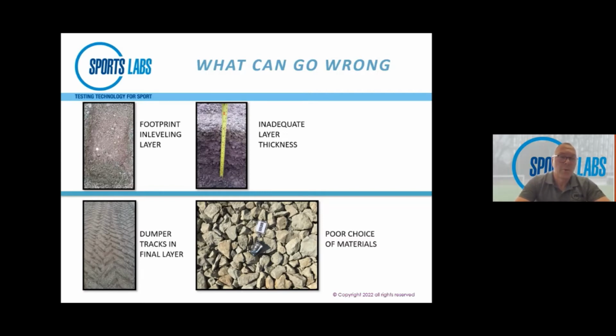And similarly with dumper truck tracks, you know, you've just prepared a nice platform, it's flat, it's ready to have turf installed, and then the teleporter brings a roll of turf on and leaves tire tracks in it, which clearly have to be removed when you're laying the turf. See a lot of scenarios where there's been a poor choice of materials.